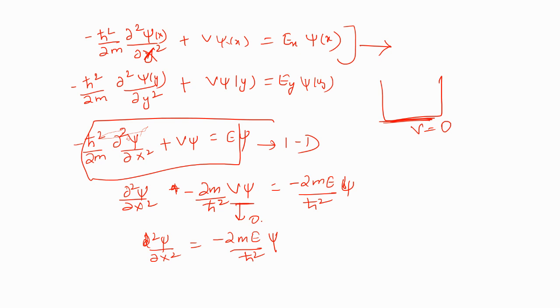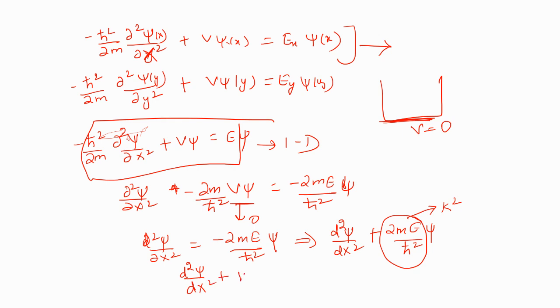This is the differential equation, right? And you know the solution for this equation. I'm taking it as k square. So d2 psi by dx square plus k square psi is equal to 0. So the solution for this differential equation is psi is equal to A e raised to the power iota kx plus B e raised to the power minus iota kx.